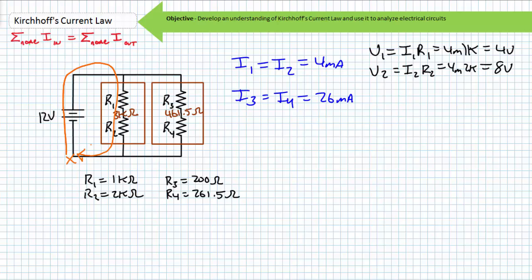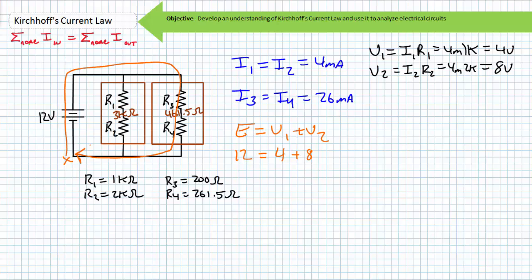Now let's apply Kirchhoff's voltage law to this loop, including just the left-hand parallel path. The sum of rises equals the sum of drops. E equals V1 plus V2. Substituting in the given and calculated values, we find V1 plus V2 does in fact equal the voltage supplied to this path.